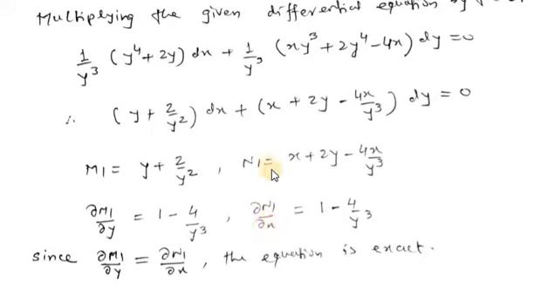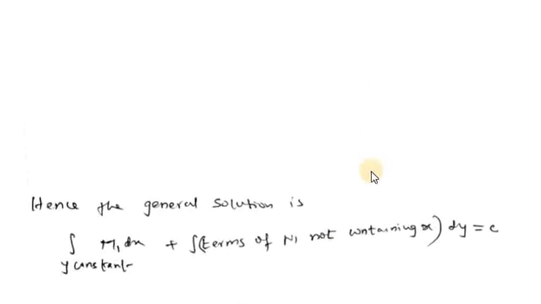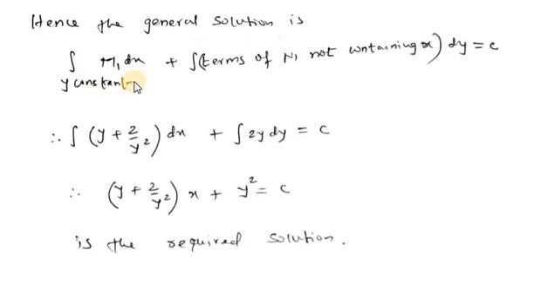Now del n1 by del x means the partial derivative of n1 with respect to x. The derivative of x is 1, 2y is 0 because 2y is constant. Then after that, minus 4 by y cube is constant, and the derivative of x is 1. Since del m1 by del y and del n1 by del x are both the same, the given differential equation is now exact. And its general solution is given by the integration, with y constant, of m1 dx plus the integration of terms of n1 not containing x dy equals c.